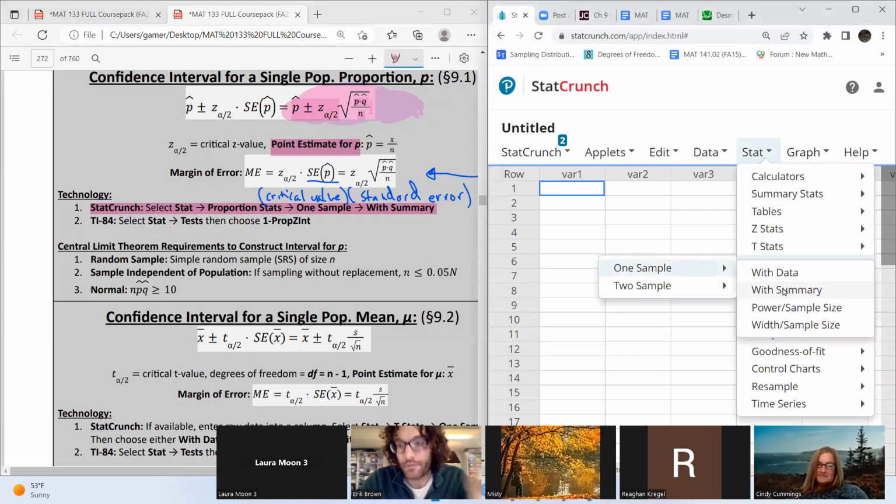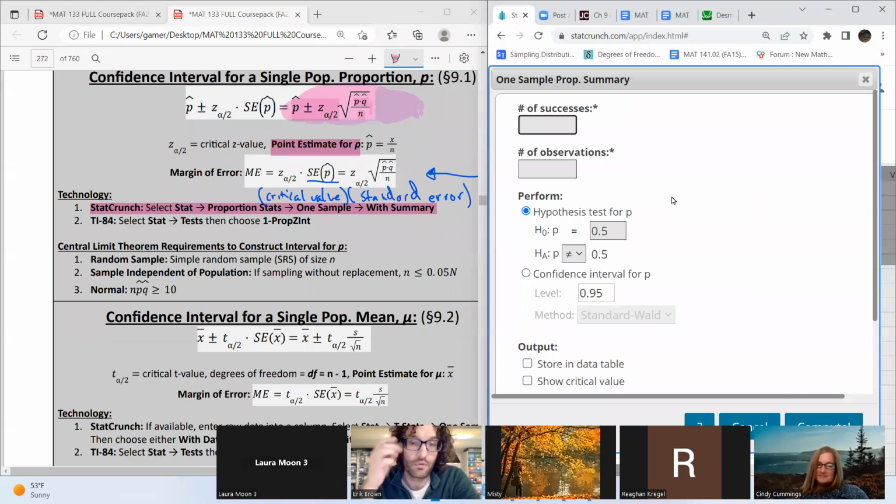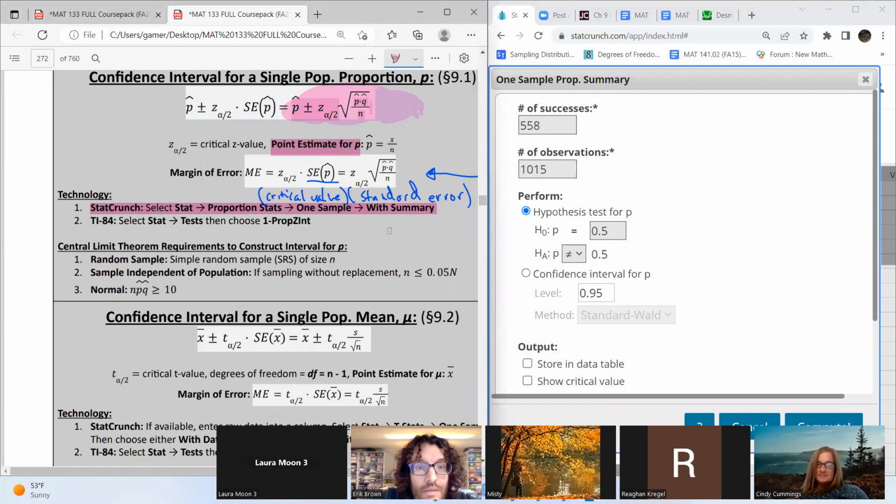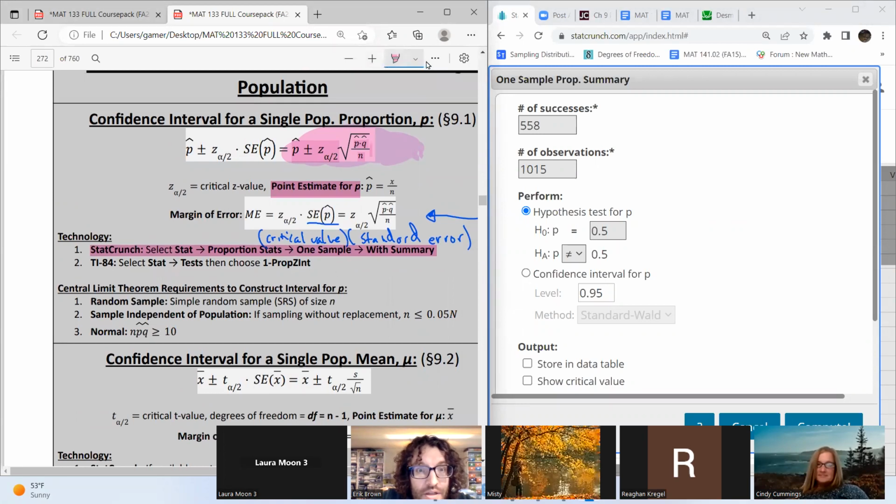When you open that up, there are only 3 things we have to enter for chapter 9. Number of successes, which is x, and that was the 558. Number of observations, which is n. This might be something you want to write down on your reference sheet. The reference sheet just says where you get the calculator, but it doesn't remind you that what you're typing into StatCrunch is that x and that n, identifying x as number of successes and n as number of observations. I've seen students forget that, or flip these, which will give you an error. So make a note somewhere. Write it right there where Eric did, on the sheet that you're going to bring to the final exam.